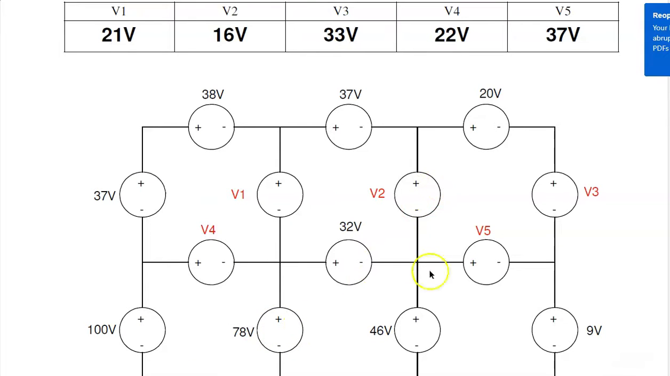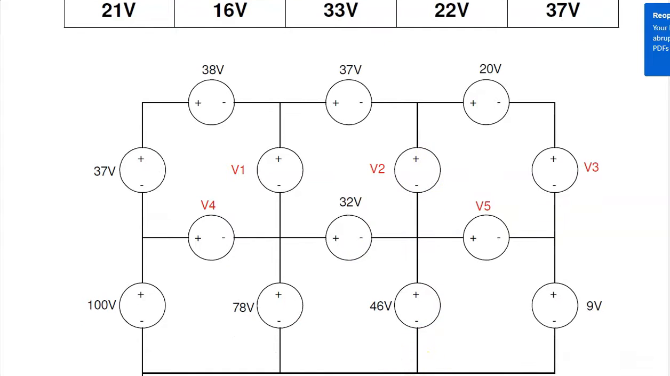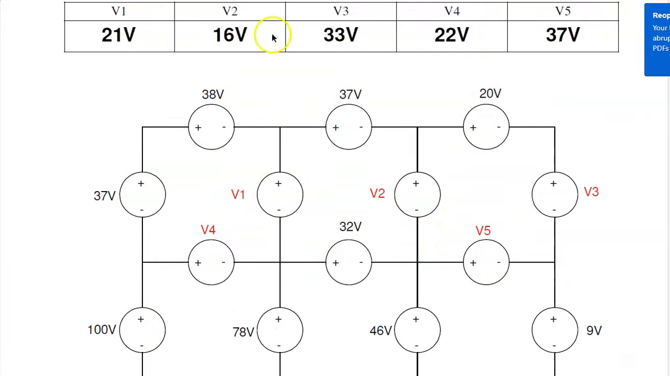To find V2, here's a path with one unknown. So minus 100, minus 37, plus 38, plus 37, plus V2, plus 46 equals 0. Or now that I know V1, I can just do this path: minus 32, minus V1, plus 37, plus V2 equals 0. Likewise for V3, V4, V5, and you should get these voltages.